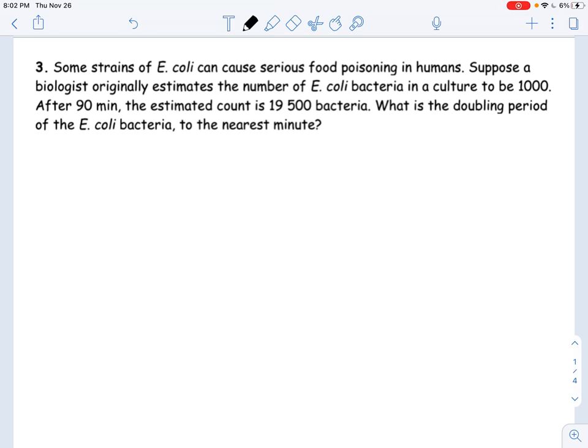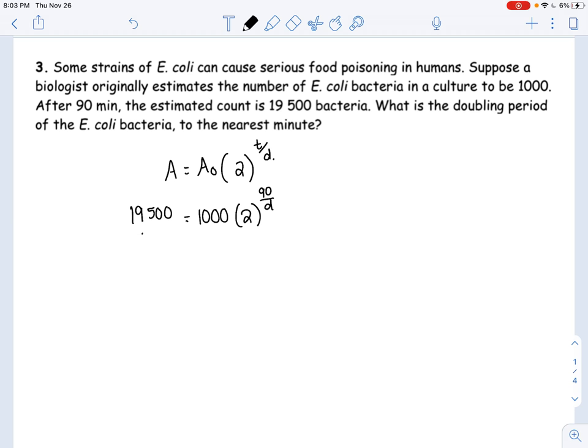So we're going to use the equation A equals A0. Whenever it's doubling, we put a 2 as the base to the power of T over the doubling period, D. So we know that initially there was 1,000 bacteria, and we end up with 19,500. It takes us 90 minutes to do that, so that's what T is equal to. We're actually looking for the doubling period, which is the letter D in this equation. So we're isolating for D.